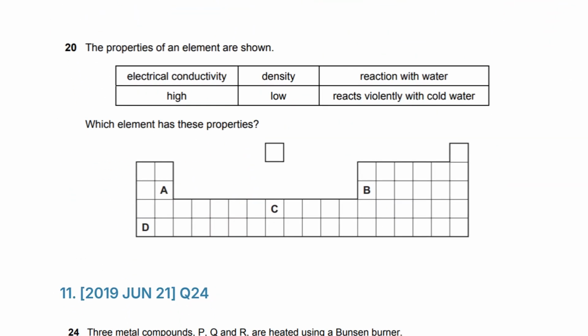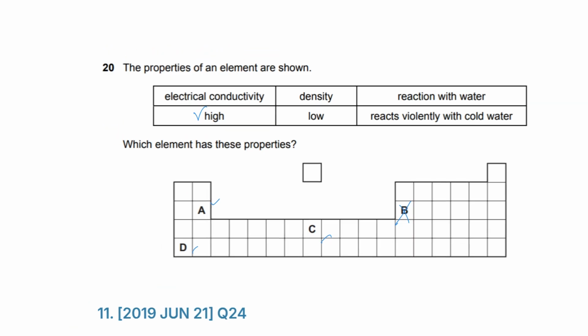The properties of an element are shown. Which element has these properties? Let's see. It has high electrical conductivity, so it can definitely be metals. Now, obviously B can be eliminated because, if you look at your group 3, let me show you.